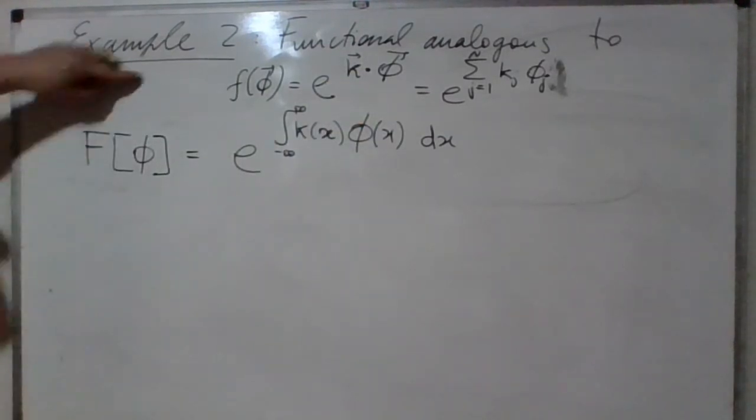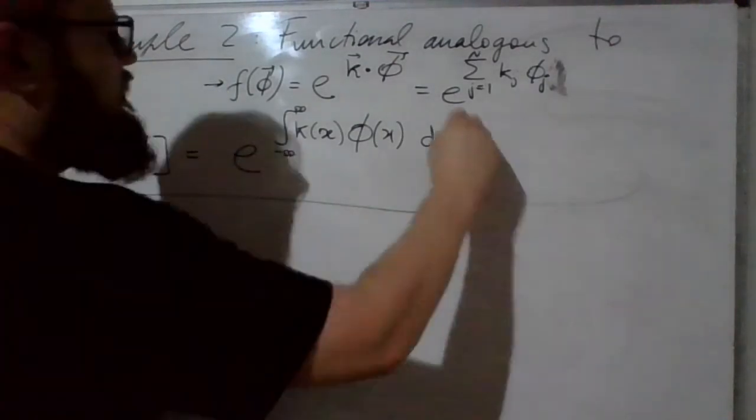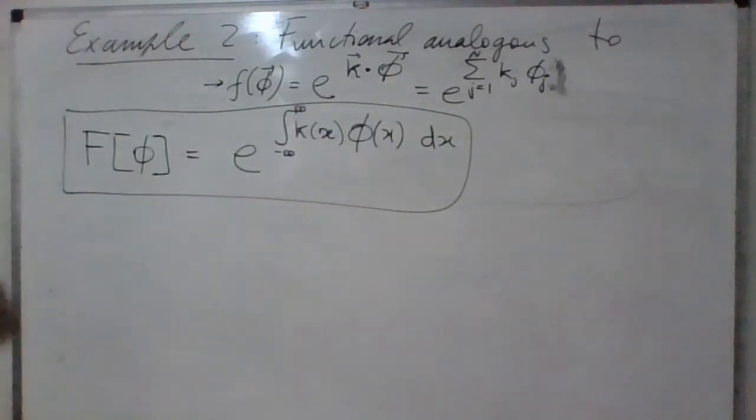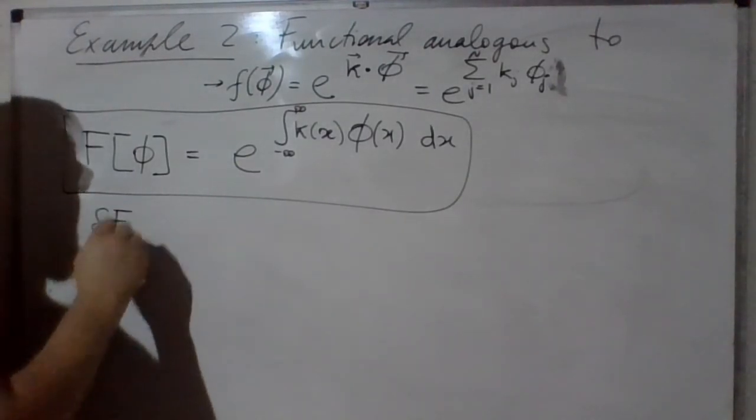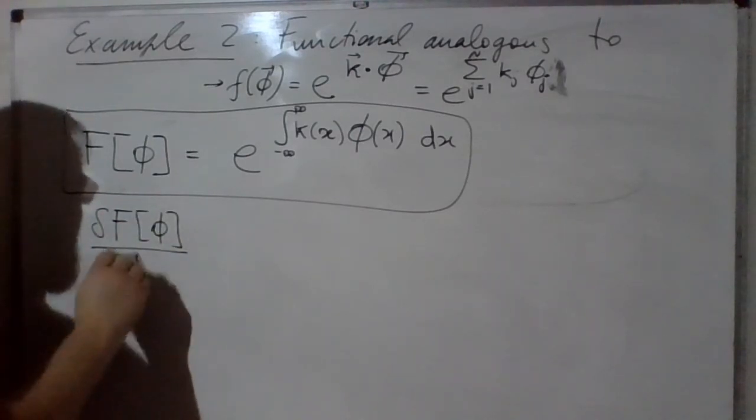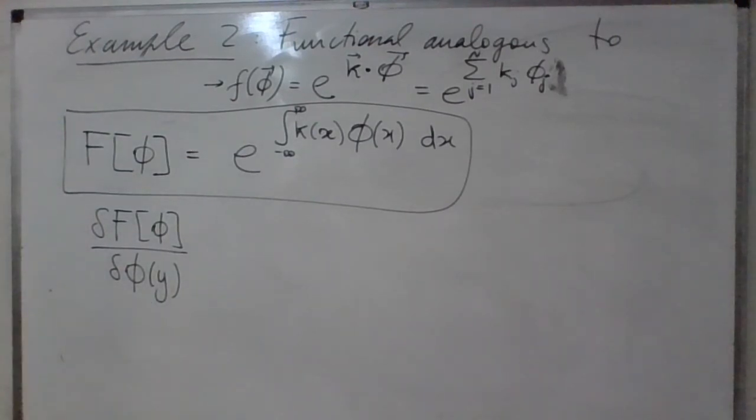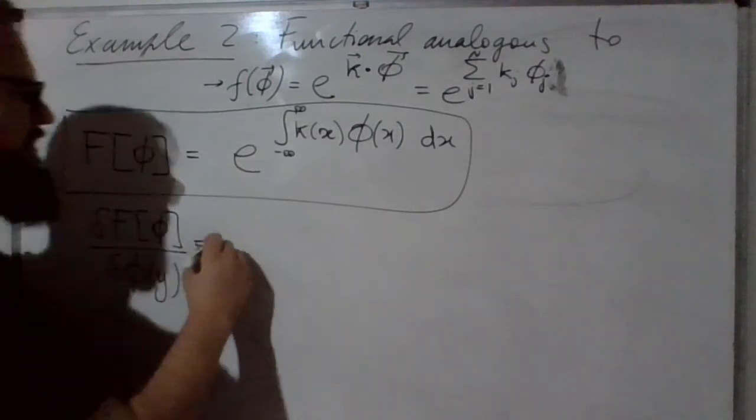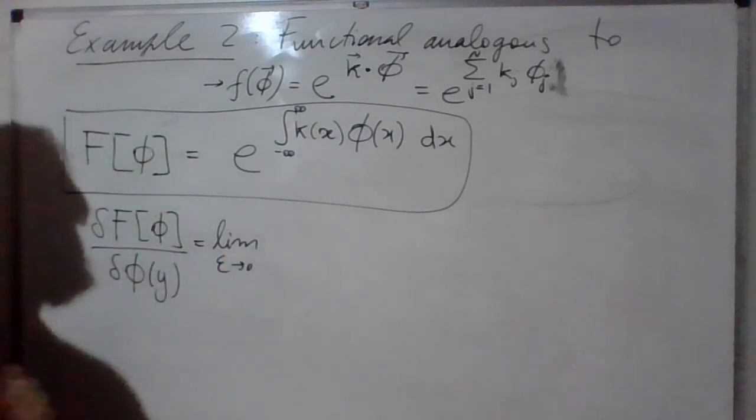This is the functional analogous to this equation here. So this is the functional which we are interested in considering. So if we calculate the functional derivative here with respect to some y, at some point indexed by this variable y, it corresponds to the limit where epsilon goes to 0.